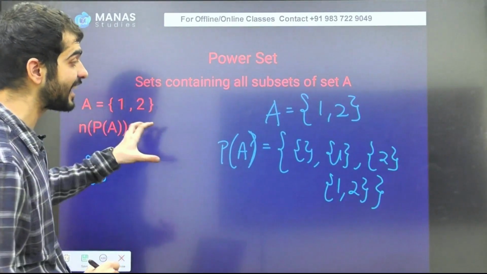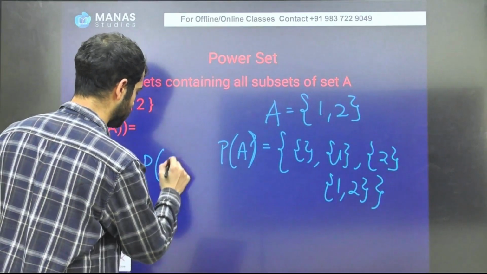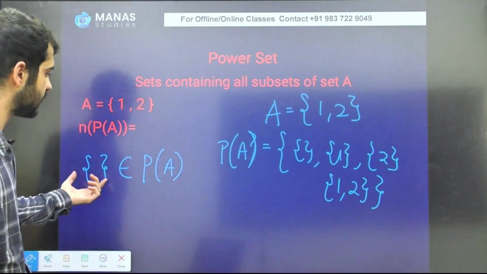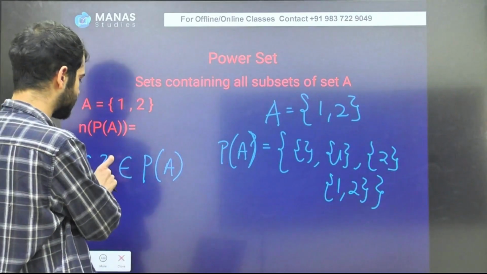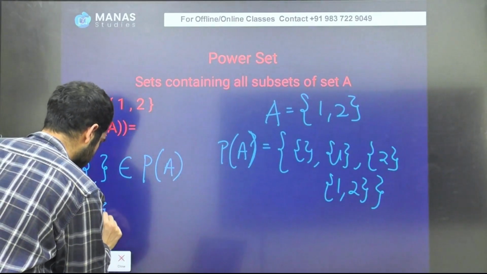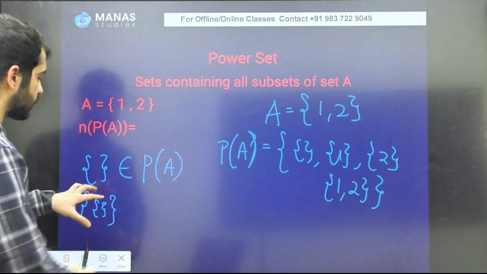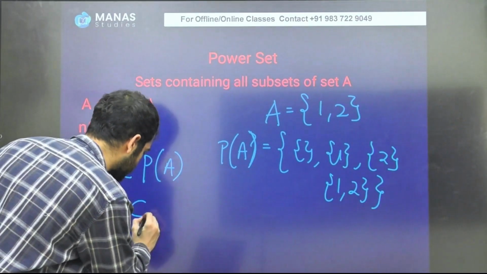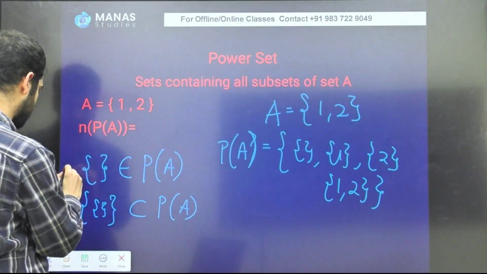Now this is an element, so it belongs to the power set. Because this empty set, in this case it's not a set, it's an element. Therefore we can say that this belongs to the power set. But if I write it in this manner, now this is an element inside curly braces. So now this is a set which is a subset of the power set. Now these two indicate different meanings.